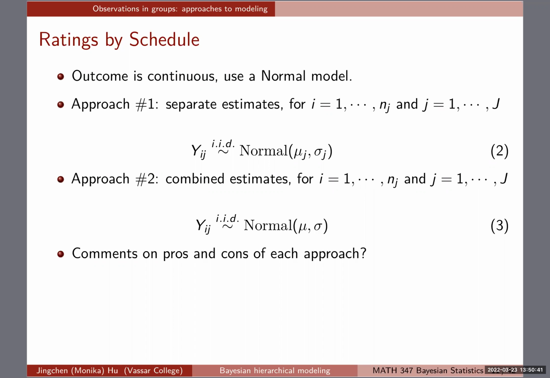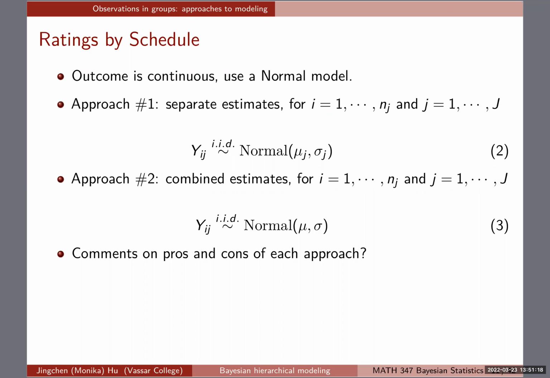A second approach, which is also possible, is, well, how about I consider all of the data points in one big group. This is what we call combined estimates. So in that case, we are looking at a single normal model, mu sigma. So equation 3 is actually pretty similar to what we have done in that chapter for the normal model. But here we still have this Yij notation just to indicate that we have this kind of data structure. So this is on page 11 of the slides.